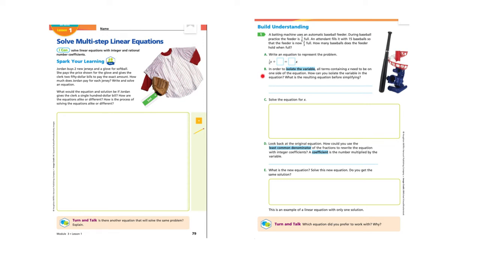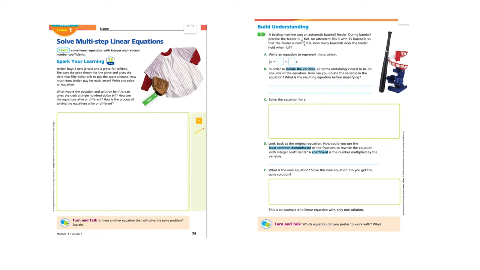So then they say B, in order to isolate the variable, that's highlighted, so that's important. All terms containing x need to be on one side of the equation, so one side of this equal sign, and then you're trying to get everything else on the other side of the equal sign. How can you isolate the variable in the equation? What is the resulting equation before simplifying? So go ahead and do B. Solve the equation for x in C. So again, they're just taking you step by step through the process of how you might do this. There may be other ways, but they give a good example of a step-by-step process.